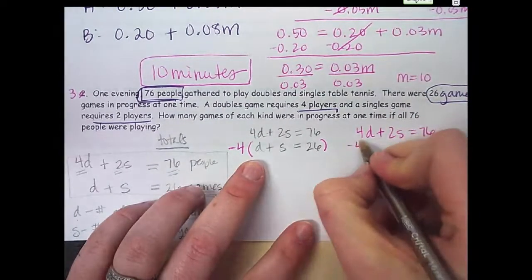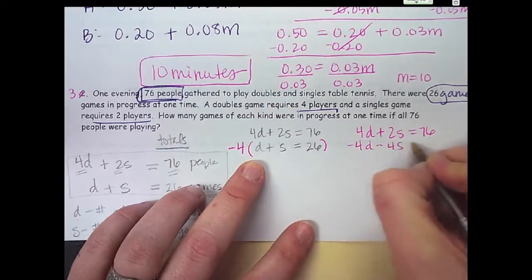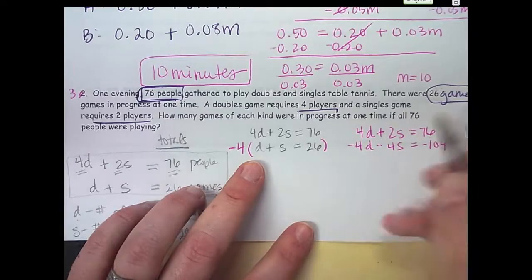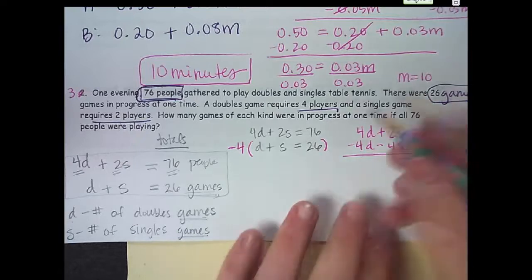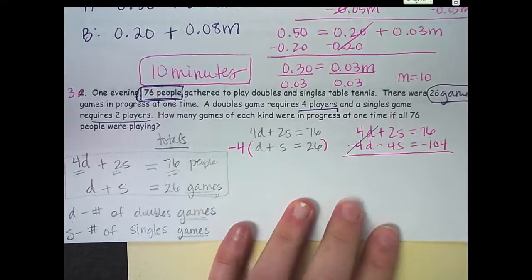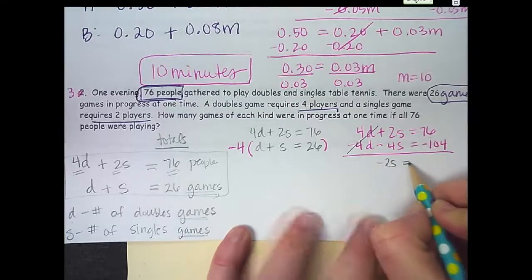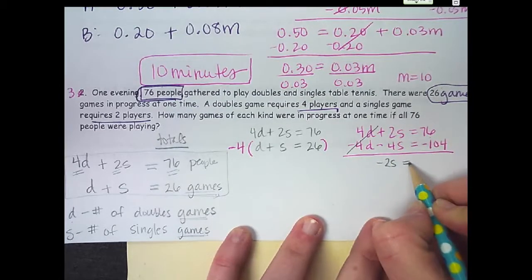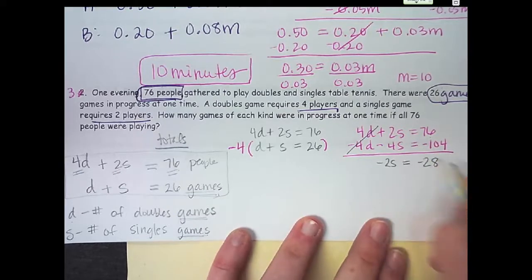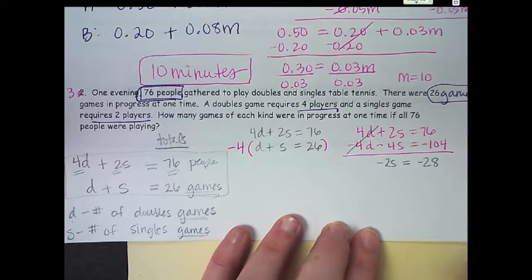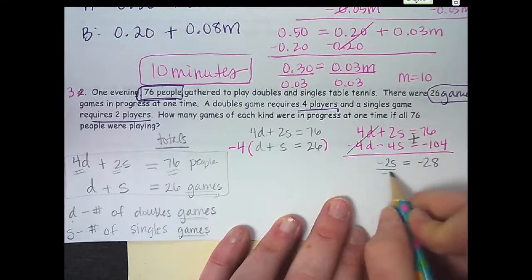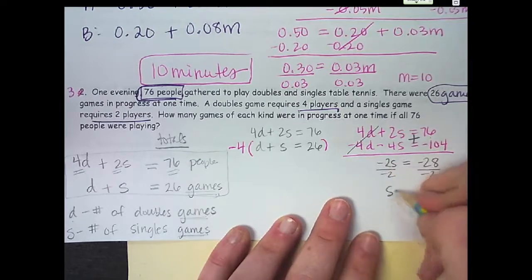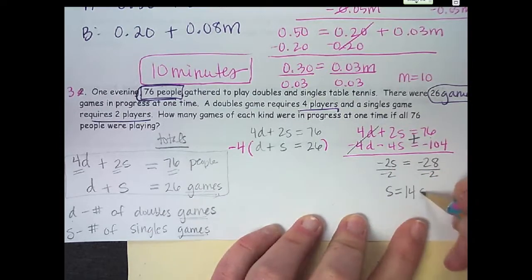Multiply the negative 4 out. Negative 4 times 26 is negative 104. So the D's cancel. I get negative 2S equals negative 28. It is, so 76 plus a negative 104. The 104 is bigger, and it's negative, so the result is negative. So you're just going to divide by negative 2. 14 singles games.